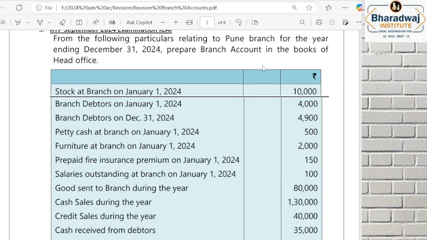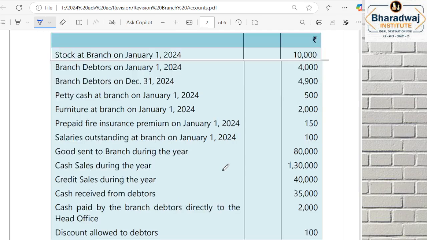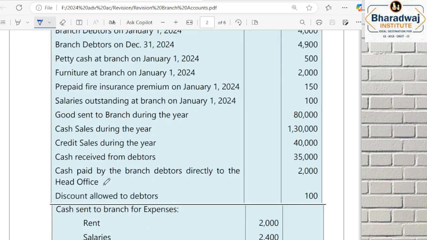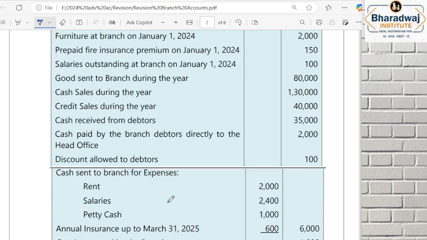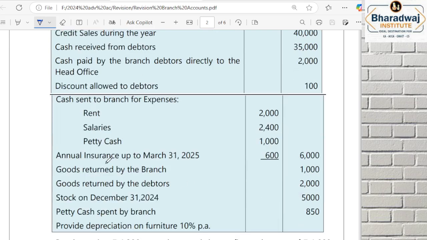Question number 3. From the following particulars relating to Pune branch for the year ending December 31, 2024, prepare branch accounts. What all have they given? Opening stock, opening debtors, closing stock, closing debtors, opening cash, closing cash is given. Prepaid fire insurance premium, outstanding expenses are given at the beginning of the year. Goods sent to branch, cash sales, credit sales, cash received from debtors, cash paid by the branch debtors directly to the office. Discount allowed by debtors is given. Cheque sent for expenses is given.